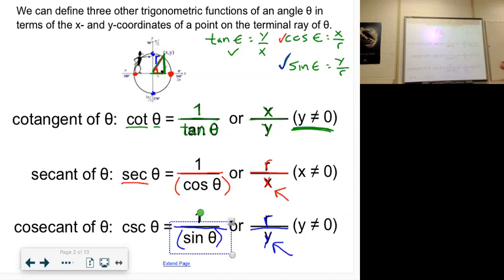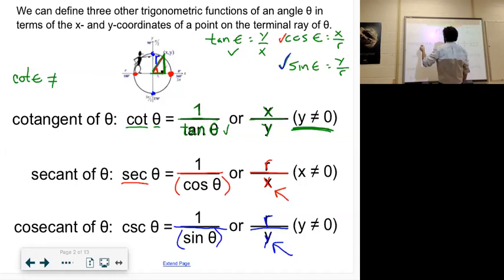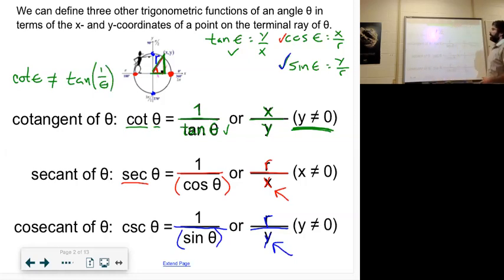Another thing to keep in mind when you're dealing with this reciprocal idea, I feel like I've already said it, but I just want to point it out. We'll just focus on tangent right now. The cotangent is 1 divided by the tangent of the angle. It is not the tangent of 1 over the angle. So often students get a little confused there. That is not the case. The cotangent is 1 divided by the tangent function.